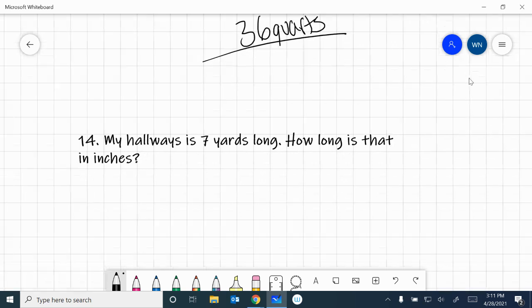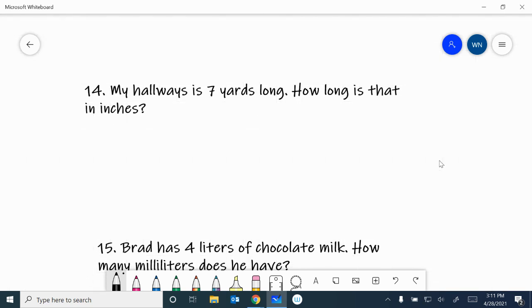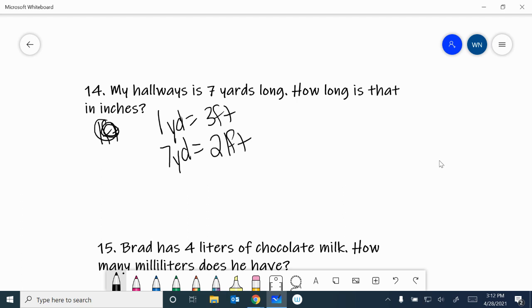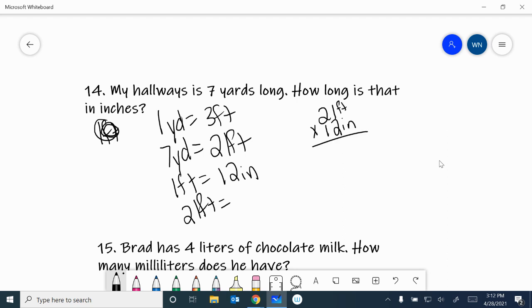Super easy, that one. My hallway is 7 yards long. How long is that in inches? Again, super easy. You can do this. We know that 1 yard equals 3 feet. So 7 yards, if I multiply 7 times 3, is 21 feet. And I know that 1 foot equals 12 inches. So 21 feet, let's multiply it. 21 times 12, because you've got 21 feet with 12 inches in each foot. So you just multiply it out.